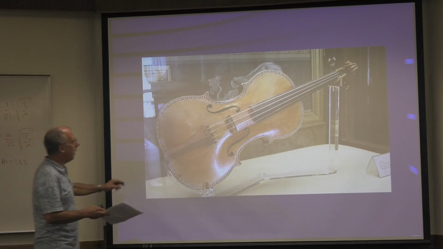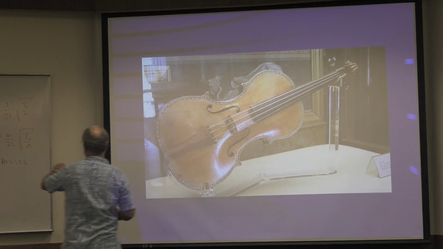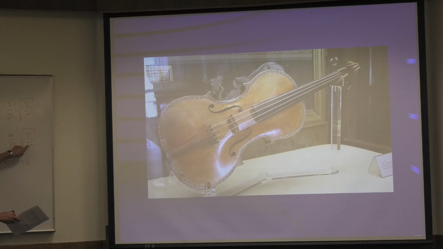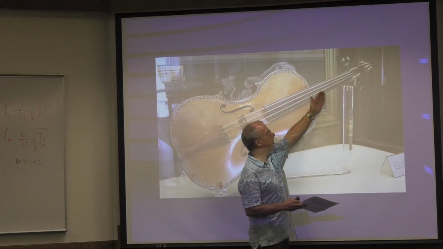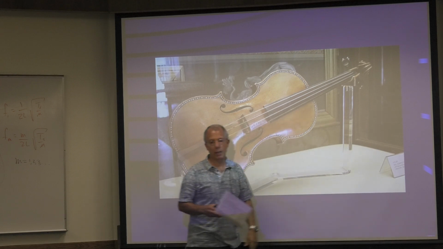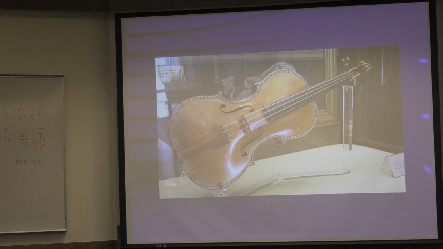Well, look at the strings. The strings have different mass per unit length, right? They have different mass densities, different mu's. And then the violinist can put his or her fingers in a different place and change the string length, right? So that's how you do it.